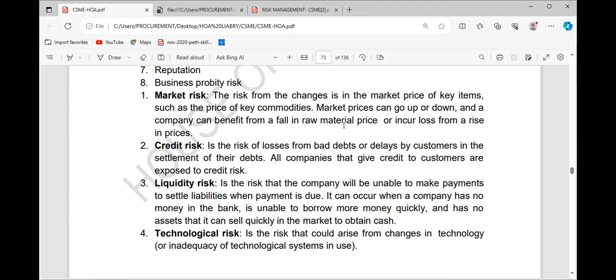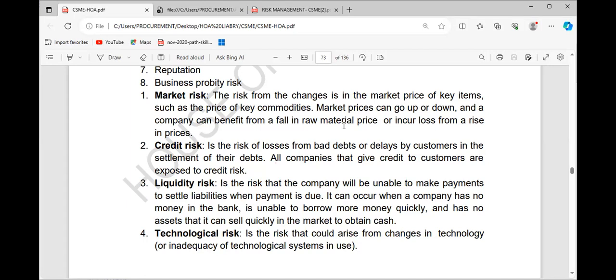It means the company is going to be facing what we call what? Risk in the future. Maybe in the next 3 months, that price of cement will not be the same thing again. And that risk might be affecting them to get what? Loss. I believe you understand what I'm trying to say. So we have what we call market risk because of the price of commodity going up and down. We also have the credit risk, which I've explained, is the risk of loss from bad debts or delay by customer in the settlement of their debts.